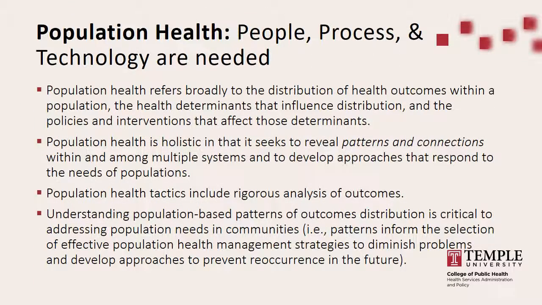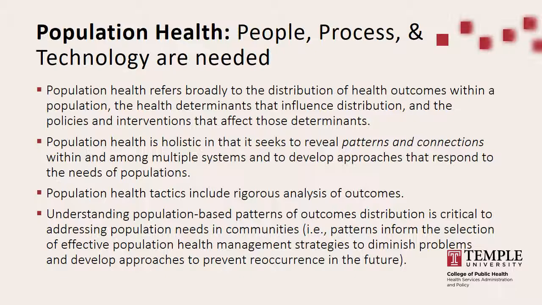Population health, people, process, and technology are needed. Population health refers broadly to the distribution of health outcomes within a population, the health determinants that influence distribution, and the policies and interventions that affect those determinants. It's holistic in that it seeks to reveal patterns and connections within and among multiple systems and to develop approaches that respond to the needs of populations.